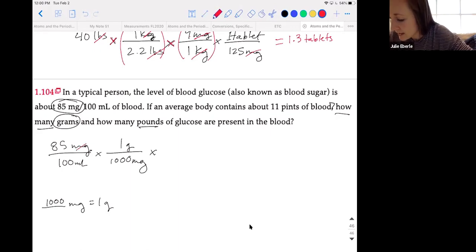Now, milligrams cancel, we have grams, so we just need to get rid of milliliters, okay? We need to multiply by the volume of the blood to get rid of milliliters. So what can we do here? How do we get rid of milliliters? Yeah, Tyler, you could write 10 to the 3 if you wanted to. How do we get rid of milliliters? We've also got to account for the fact that the human body has 11 pints of blood.